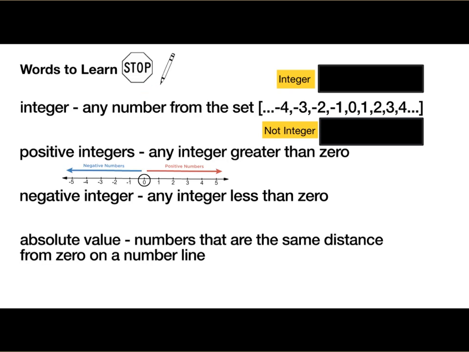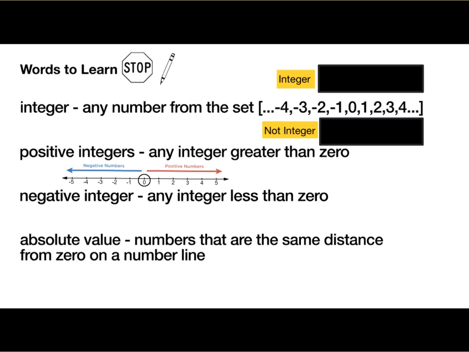Our first word to learn is integers. An integer is any number from this set. And there's a lot of numbers that are listed here. These dots just mean that we could list numbers that come before -4, and we could also continue this pattern and list numbers beyond +4. So I have two boxes here that I want us to fill in right now with examples of integers, but also examples that are not integers.